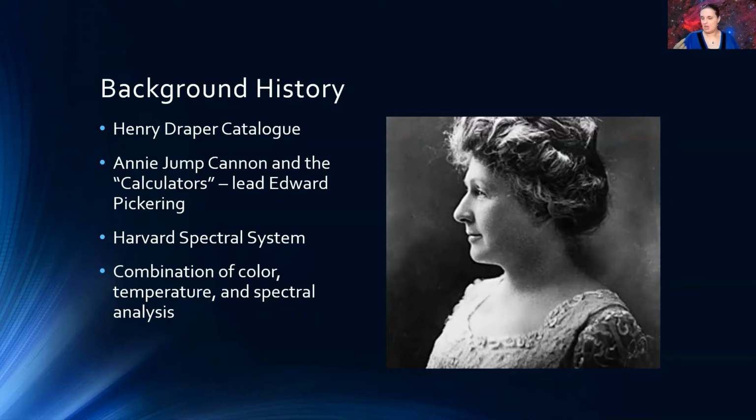This is where Annie Jump Cannon comes in, and, quote unquote, the calculators. They were brilliant women and astronomers who had unique techniques of being able to differentiate these stars, and they started categorizing all these different stars from the Henry Draper catalog into their own categories and basically organizing them in such a way that it was easy to track. So rather than just saying these are all the stars of the constellation such and such, she was organizing them by their own particular type.